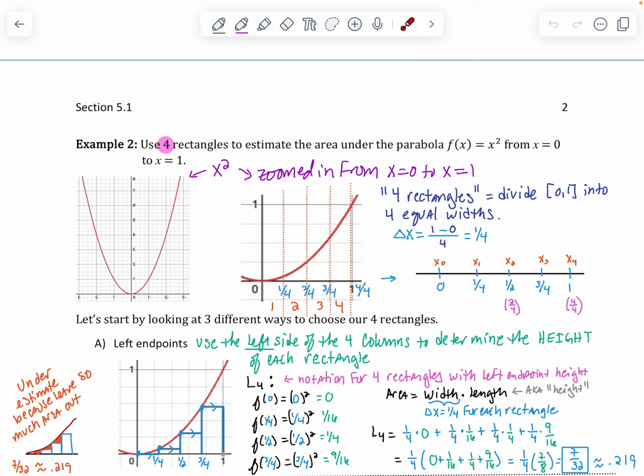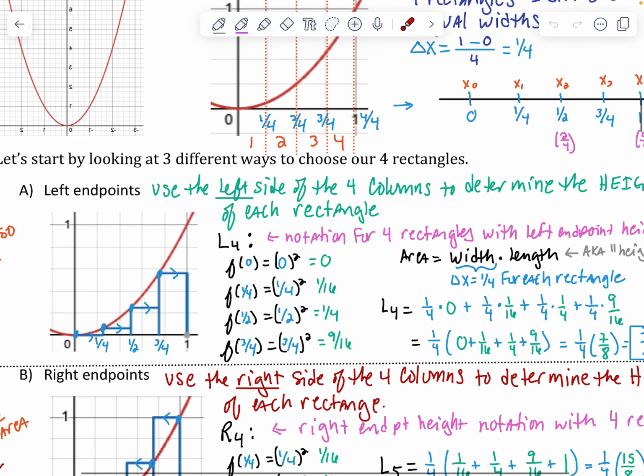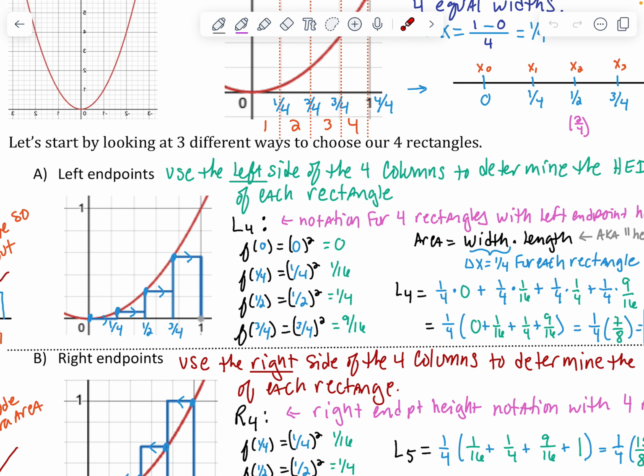Now I know where those columns are, but to find the rectangles, there are lots of different ways we can look at them. We're specifically going to look at 3 different ways to choose those rectangles. The very first method is called left endpoints. What we're going to do is the left side of each column will determine the height of the rectangles.